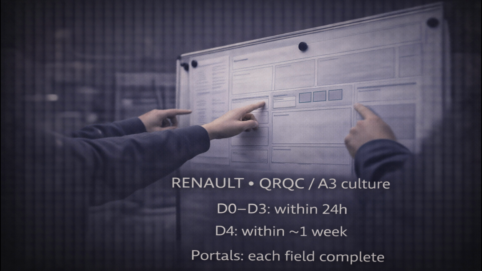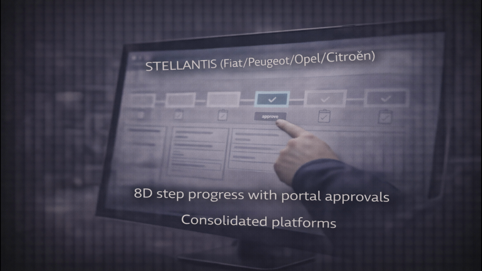Renault frequently promotes QRQC/A3 culture, but wants content equivalent to 8D. Portals guide the steps and expect each field complete, often D0 to D3 within 24 hours and D4 within a week. With Stellantis, Fiat, Peugeot, Opel, Citroën, you progress the 8D steps with portal approvals on consolidated platforms.